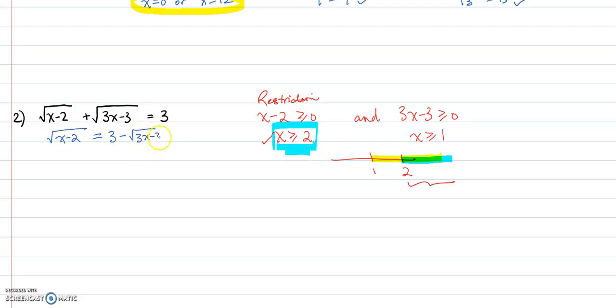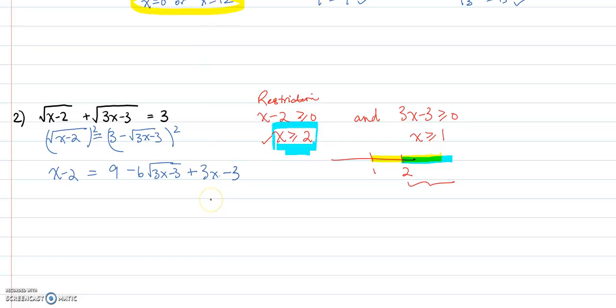That changes it to subtraction. Now we're going to square both sides. When we square the left side, we get x minus 2. When we square the right side, we're going to get 9 minus 6. And if you want to write it out on a piece of paper and expand it that way, you can. But for speed, I'm going to do it this way. A negative times a negative is a positive. 3x, minus 3.